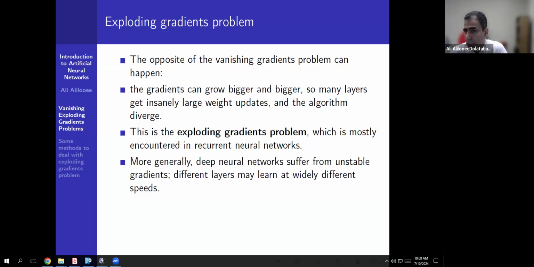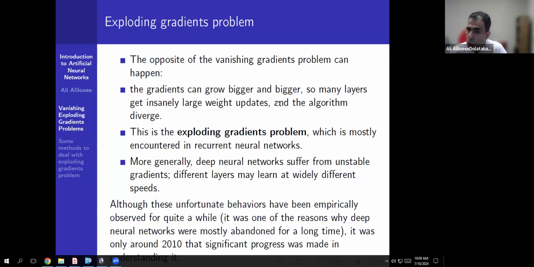Okay, more generally, deep neural networks suffer from unstable gradients. Different layers may learn at widely different speeds. Although this unfortunate behavior has been observed for quite a while, it means that we have seen this issue from the beginning of neural networks in the 60s. And people could see that this issue can happen if the number of hidden layers is too much. But until 2010, we could not find any progress to fix this issue.